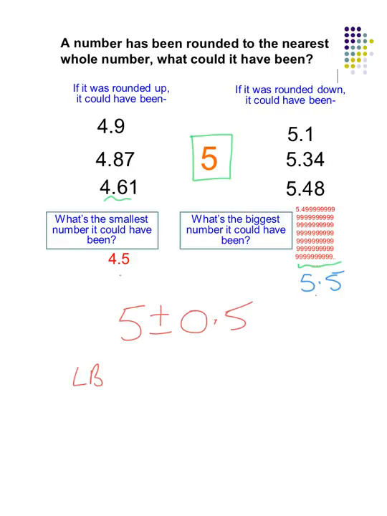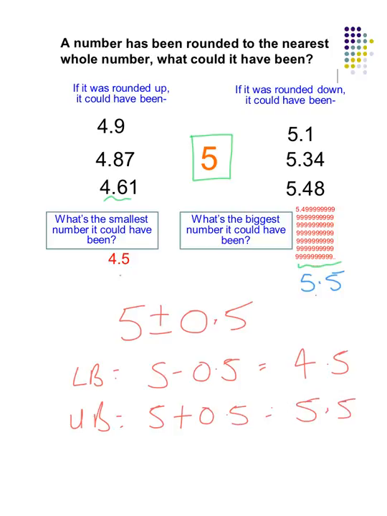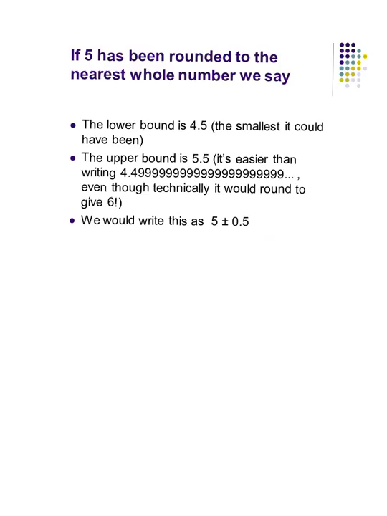My lower bound being 5 minus 0.5, which gives me 4.5, and my upper bound being 5 plus 0.5, which should give me 5.5. And we understand that our upper bound goes up to 5.5 but doesn't include 5.5. So less than 5.5 in other words. And here we have this written down. Okay, just remember and try and understand.